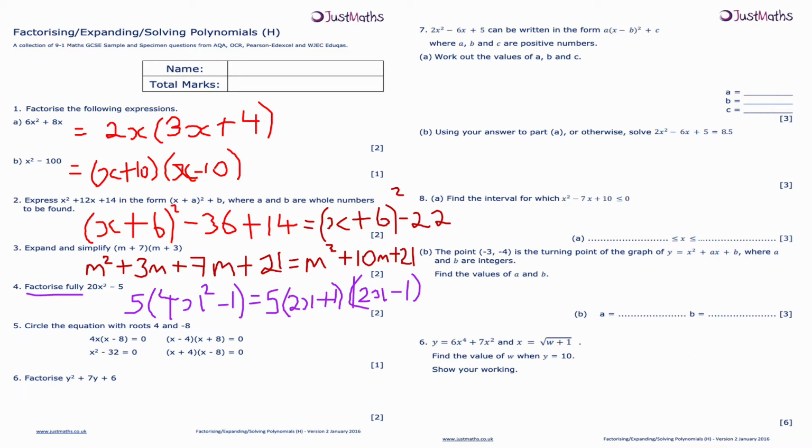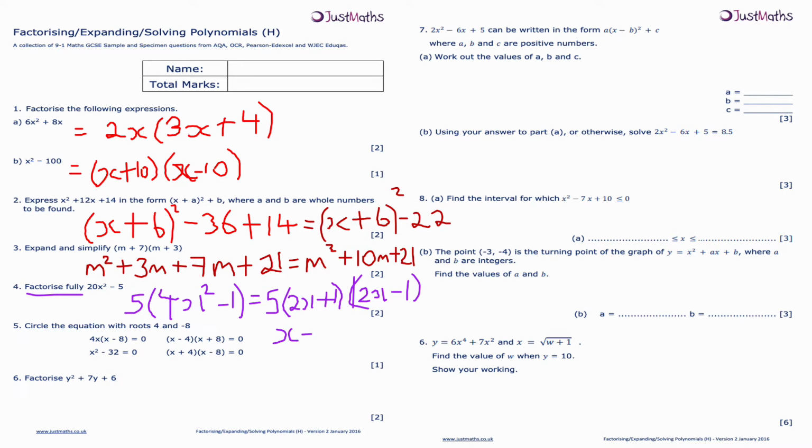This is question number 5. Circle the equation with roots 4 and negative 8. Well, if the roots are 4 and negative 8, so x equals 4 is my root and x equals negative 8. Now one way that I can do this is I can just do trial and error here and see which one, when I solve it, gives me this answer.